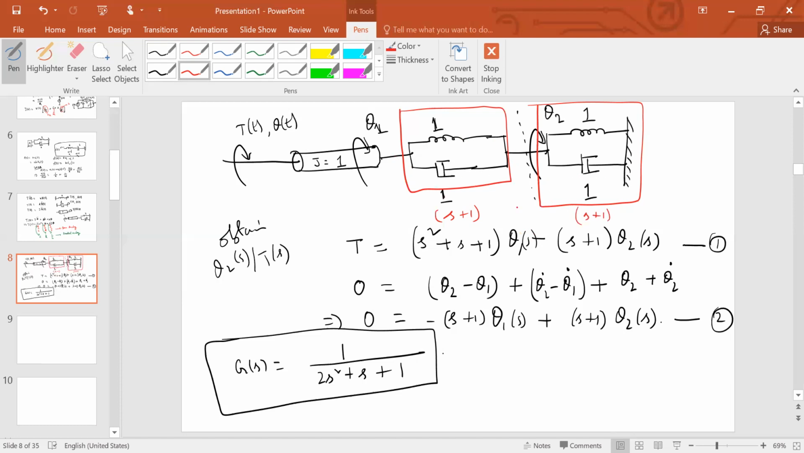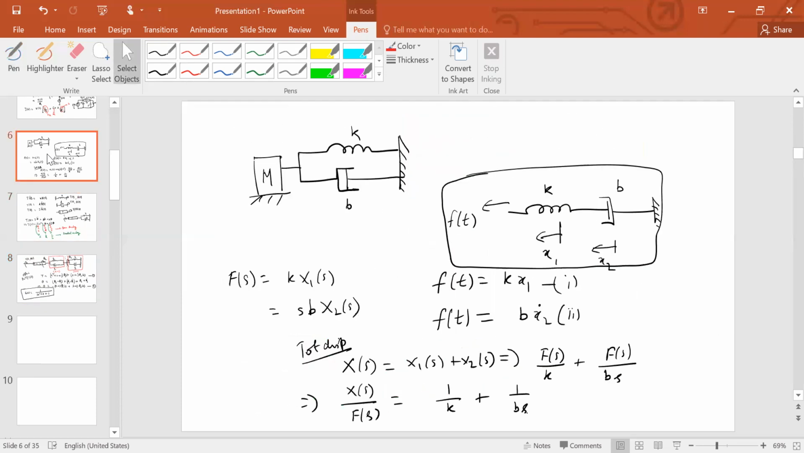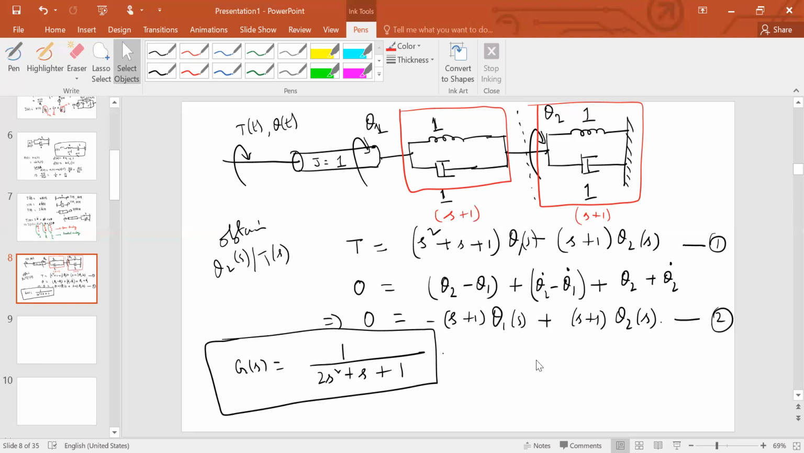So if they're in series, you remember what we just discussed a while back? When they were in series, you could add their sort of admittances, right? So following in the same spirit here, you can now take this equivalence to be (s plus 1) times (s plus 1) divided by (s plus 1) plus (s plus 1). So that is the net effect of this entire block.